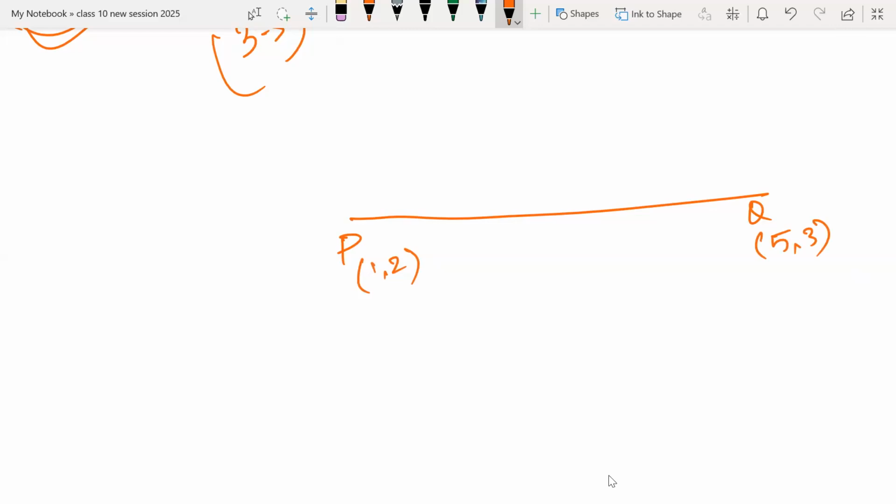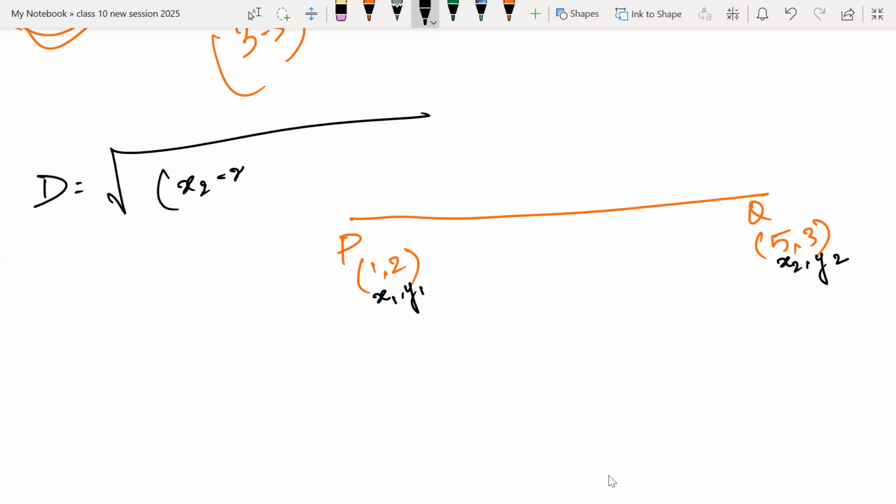Now you are getting confused about which one to take as x1, y1 and which one as x2, y2. I am telling you, you can take any one as x1, y1. If you want, you can take P as x1, y1 and Q as x2, y2. Even if you take it the other way, P as x2, y2 and Q as x1, y1, your answer will not change. Let's find the distance between P and Q. The distance formula is the square root of x2 minus x1 whole square plus y2 minus y1 whole square.